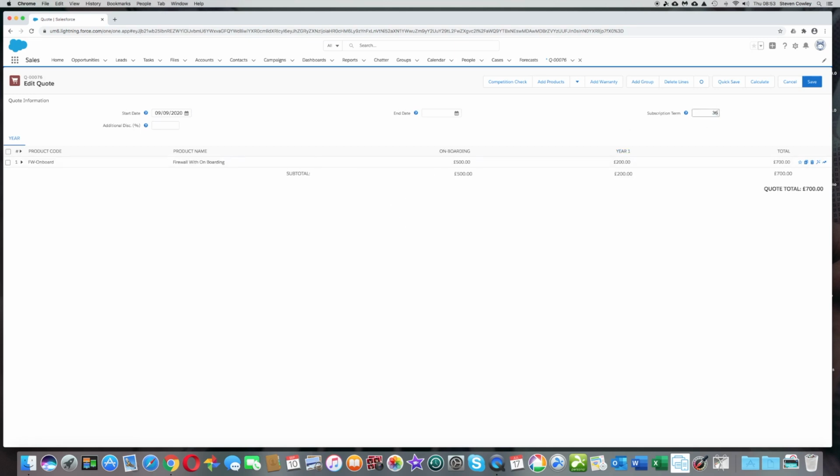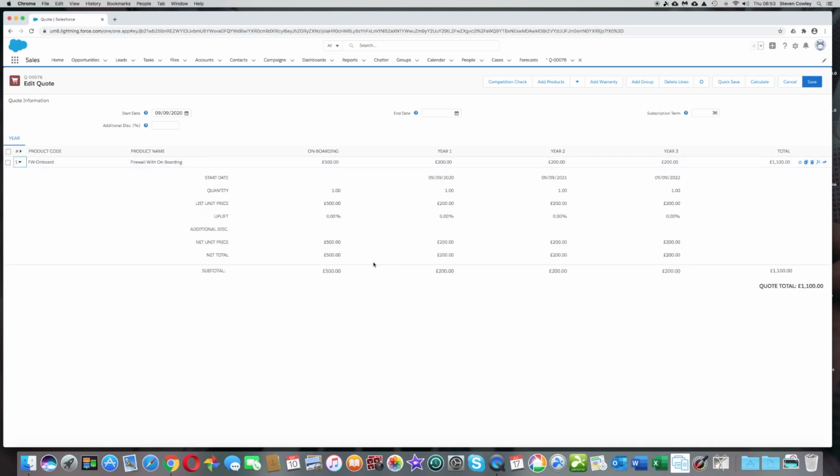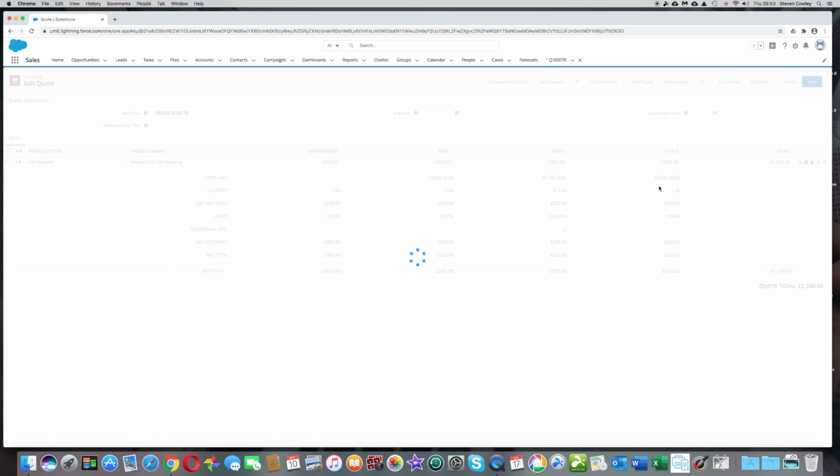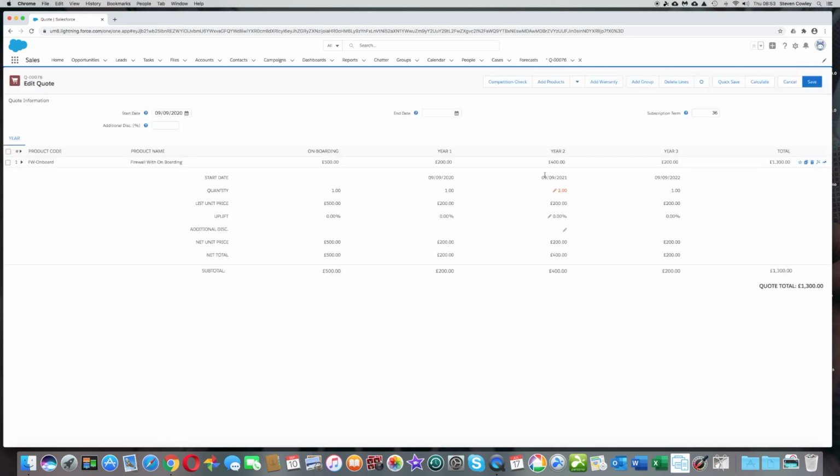And then if we change this up to 36-month term, you can see again that's broken out, and we could have an extra firewall coming on stream and needing support in the second year, and you can see that's updated the quote total.